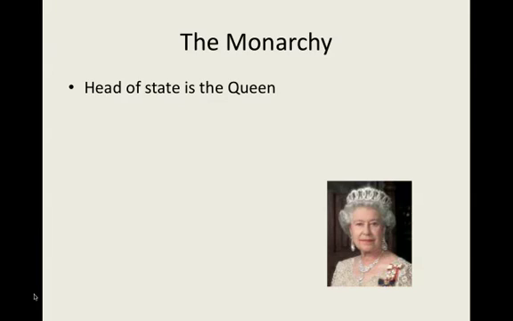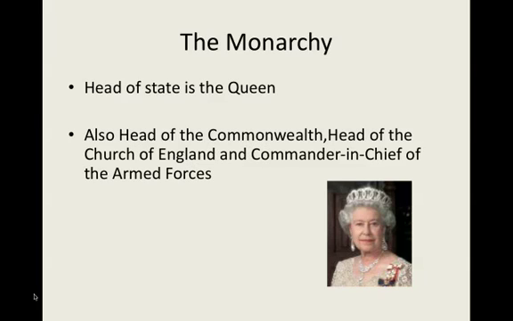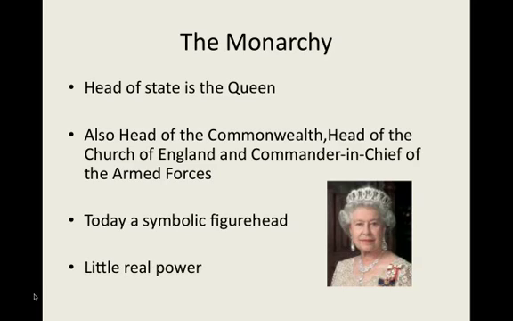The monarchy in Britain, well, head of state is the Queen, now Queen Elizabeth II. She is also head of the Commonwealth, which is the organization with the former colonies of the British Empire. She is head of the Church of England, and she's also Commander-in-Chief of the Armed Forces. Today, the Queen is just a symbolic figurehead, and she does not have real power.